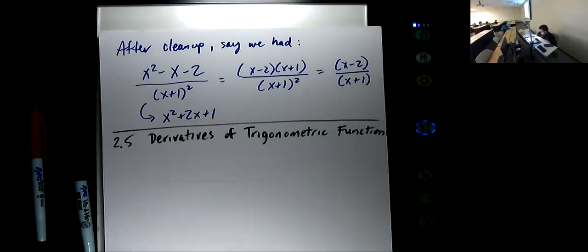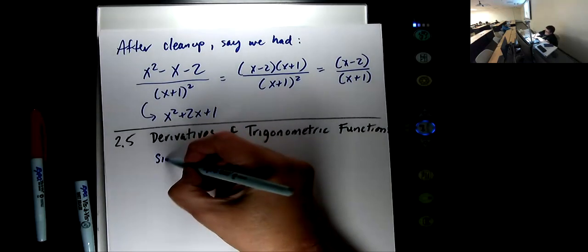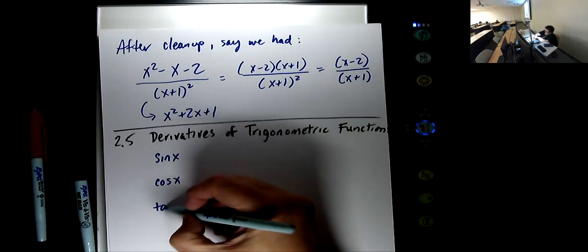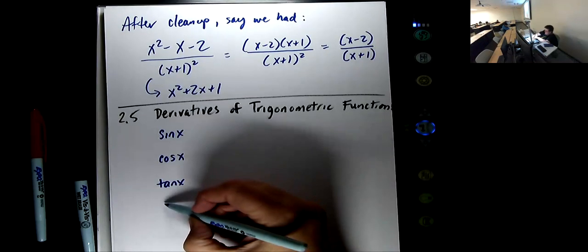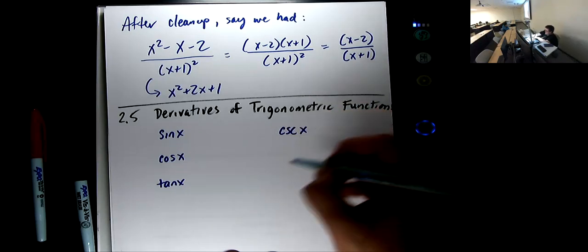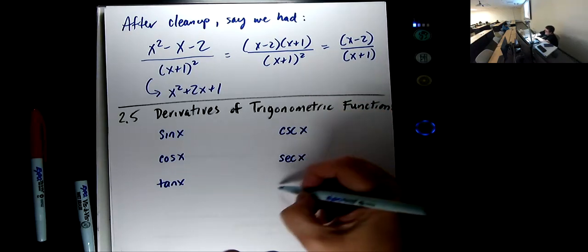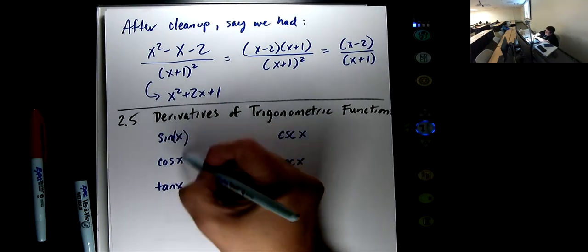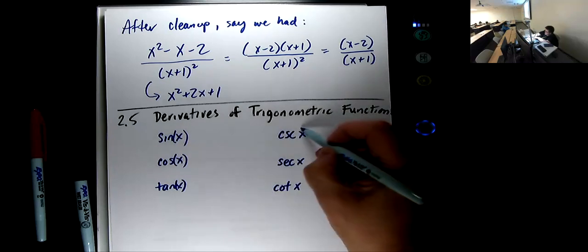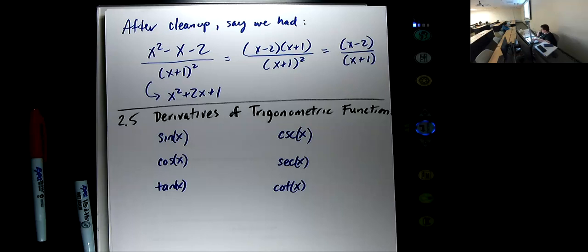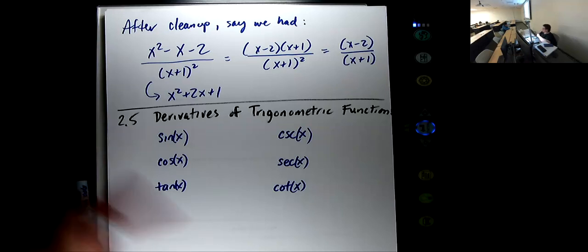Because it was funny. All right, so what are our trig functions? We got sine x, we got cosine x, we got tangent x, we got their reciprocals, cosecant x, secant x, and cotangent x. And I guess I should probably put the x in parentheses. Those are our 6 basic trig functions.